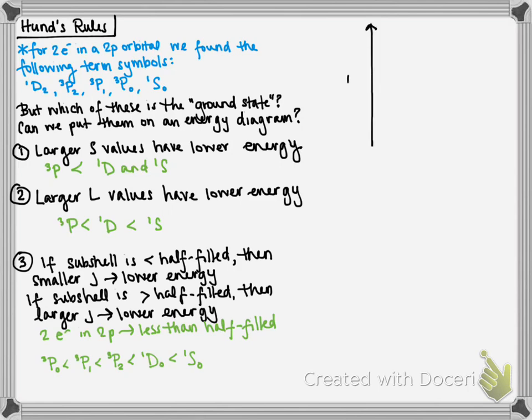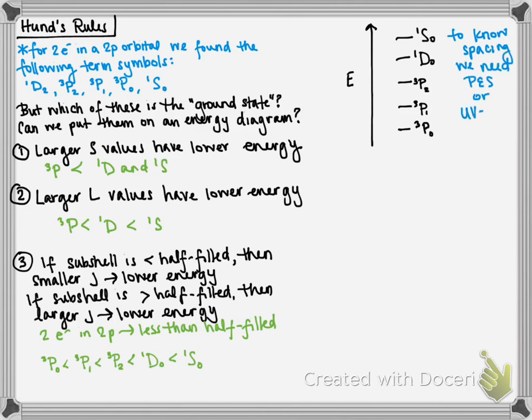So we could now build an energy diagram, which would say the same thing, right? We could put these in order. And we would know that the ground state, or the lowest energy state, should be that triplet P0. However, if we want to know how far apart or how close together different states are with respect to energy, then we would have to do a measurement. So remember, those types of measurements would be either photoelectron spectroscopy or UV visible spectroscopy.